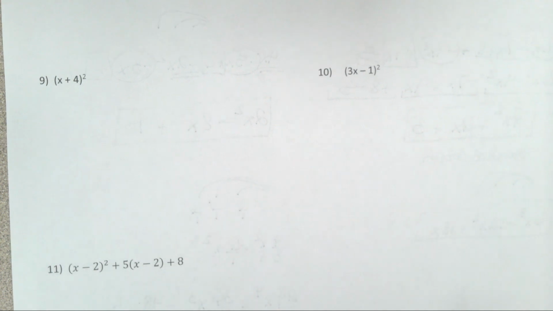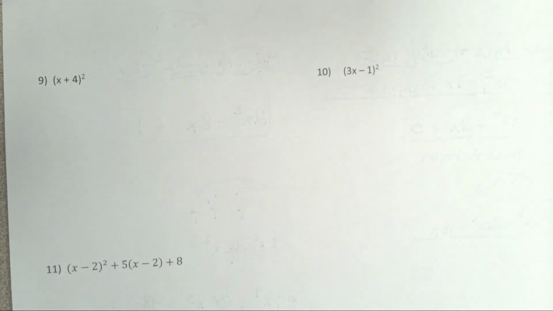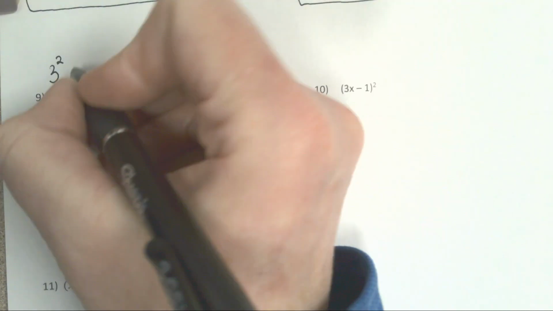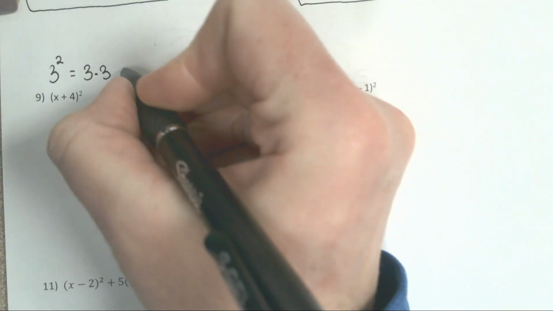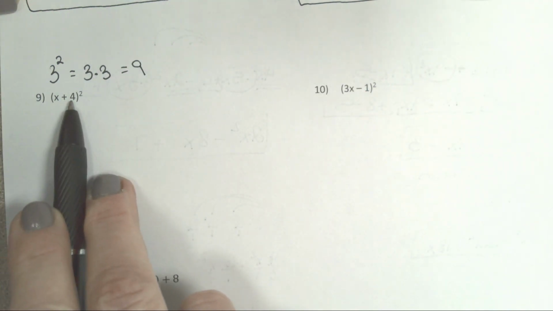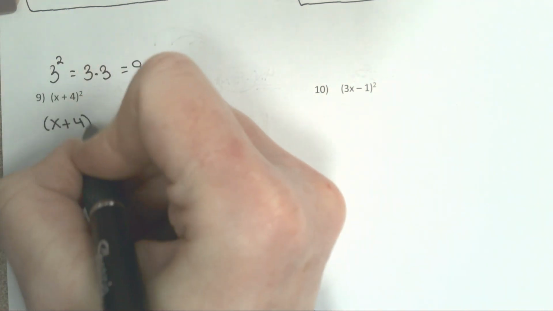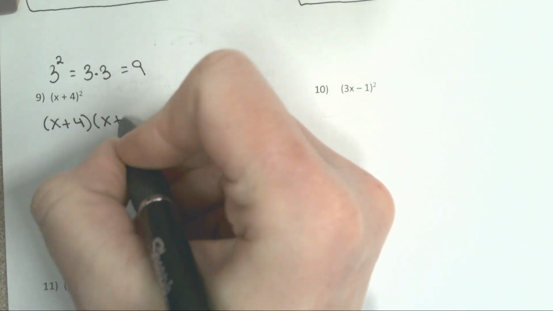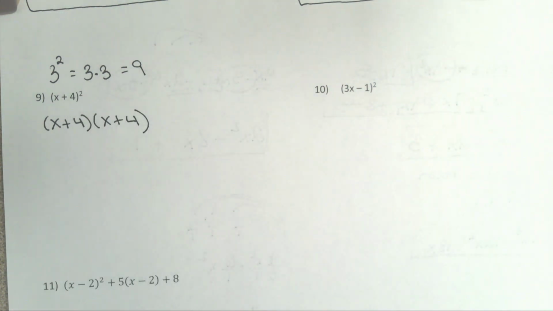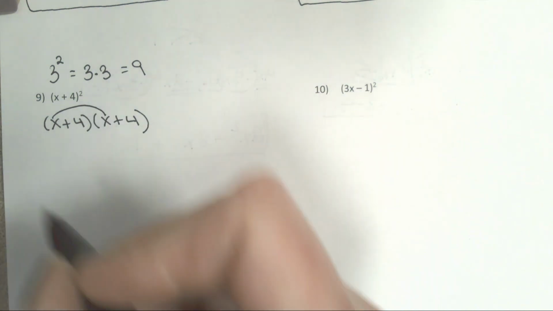Hopefully you're still with me. 4, 9, and 10. When you have something squared, that means you just multiply it by itself. So like if you had 3 squared, that just means that you take 3 times 3, which would be 9. So anytime that you have a binomial being squared, first thing you're going to do is just write it out. That means you're just taking x plus 4 times x plus 4. Now we're going to do just like we did on 6 and 7. We're going to FOIL, multiply, distribute, whatever it is you like to call it.